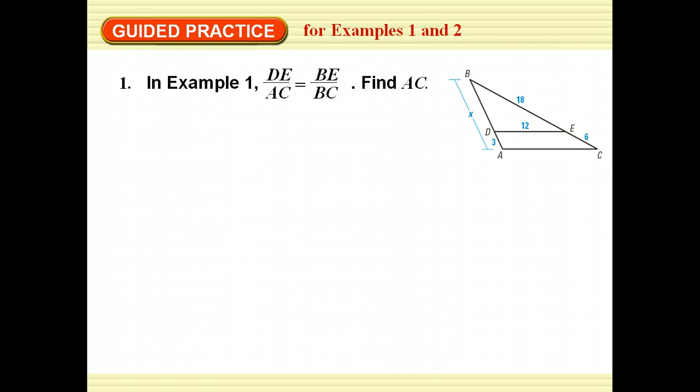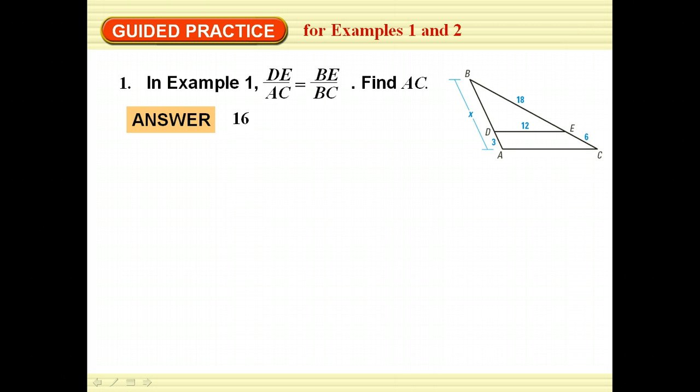So let's do our guided practice. Remember, you may want to pause and try here before you do it. Let's see. We were looking for DE. It says that DE is proportional to AC as BE is to BC. So let's see how we can plug in for that one.